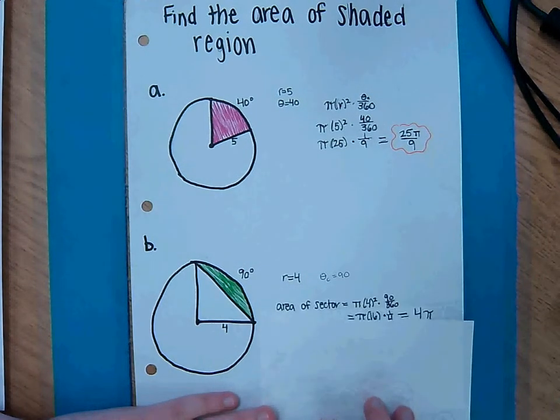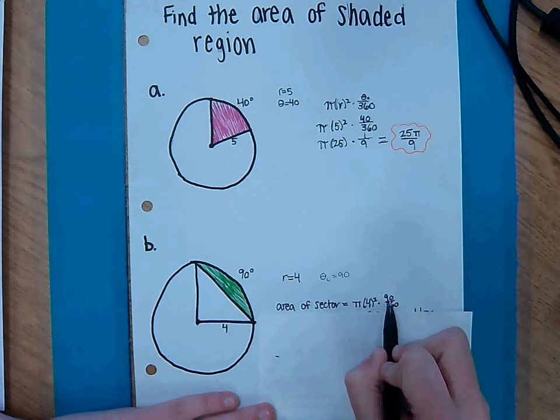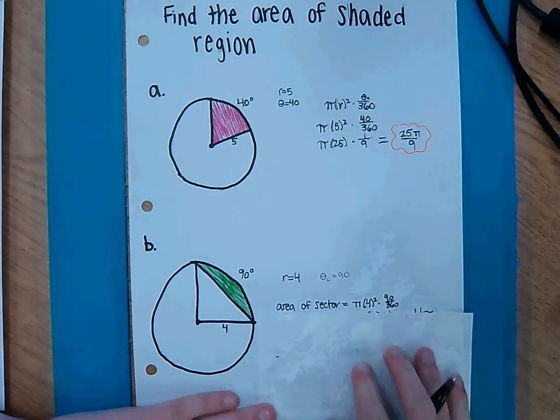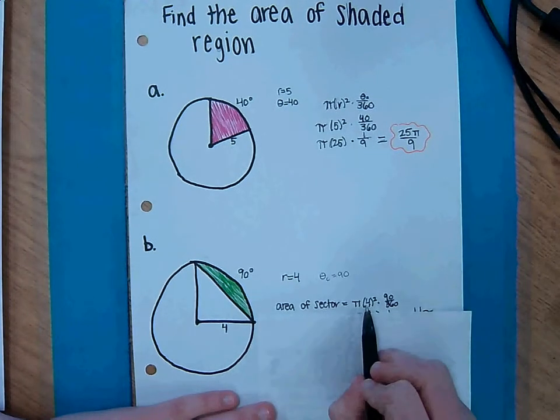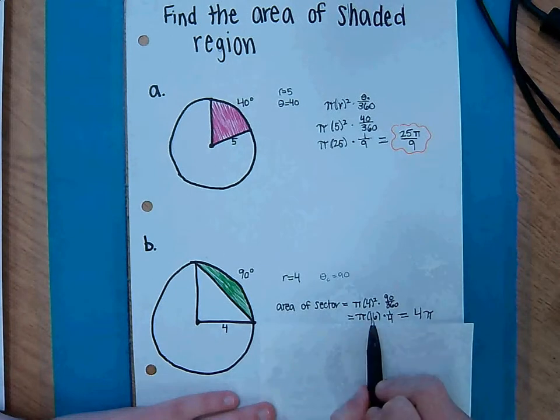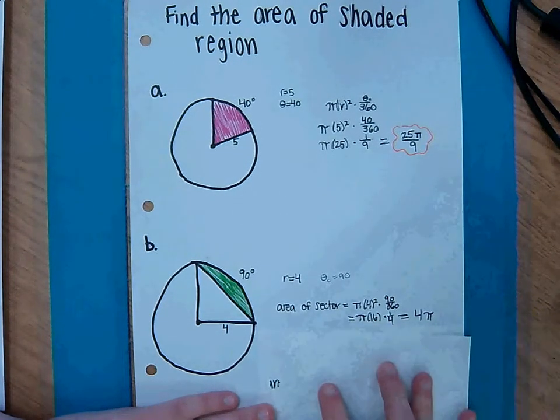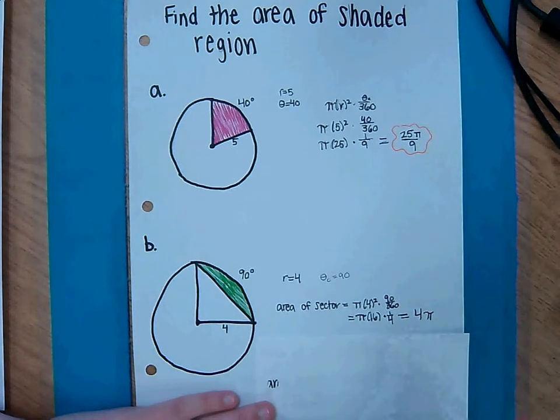And so your area of the sector is pi r squared times theta over 360, which is pi times 4 squared times 90 over 360. And then you get 16 pi times 1/4, and that gives you 4 pi. That's not just the answer. You have to do the area of the triangle as well.